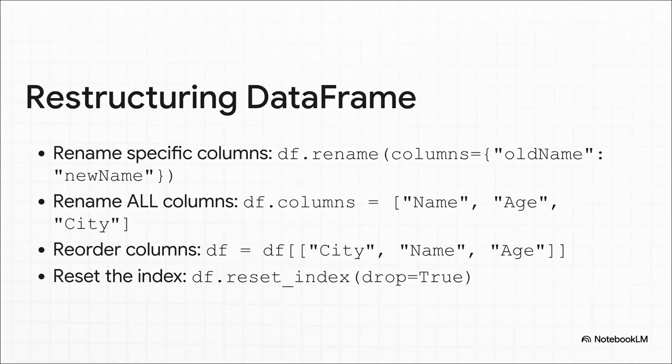And for the finishing touches, let's get that structure just right. We can rename columns so they make more sense. We can reorder them to put the most important stuff first. And after all the sorting and dropping we've done, a little reset_index function cleans up the row numbers, giving you that perfect sequence starting from 0. It's like putting a bow on top.